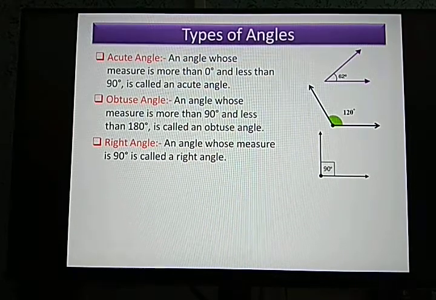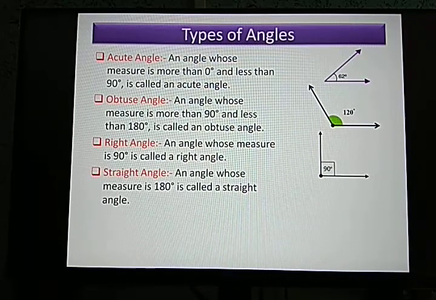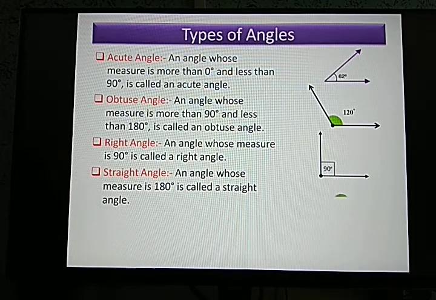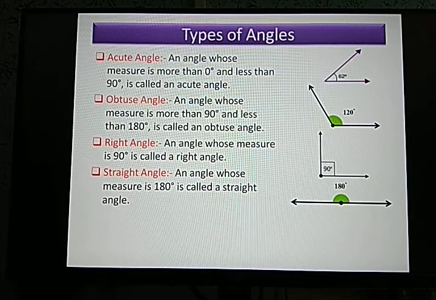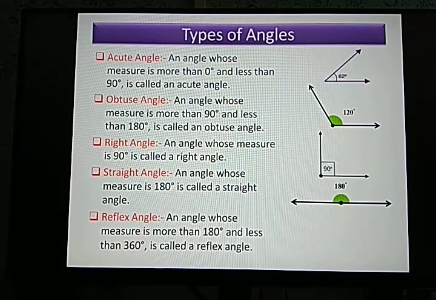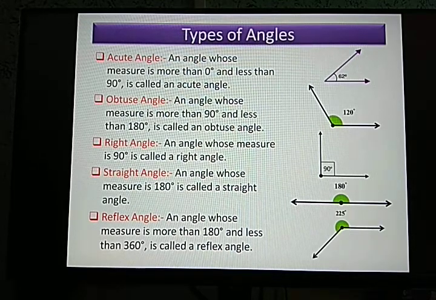Next is straight angle. An angle whose measurement is exactly 180 degree is called a straight angle. So here is our straight angle. Now the last one is reflex angle. An angle whose measurement is more than 180 degree but less than 360 degree is called a reflex angle. So as you can see here, 225 degree is a reflex angle because it is more than 180 but less than 360 degree. Clear?